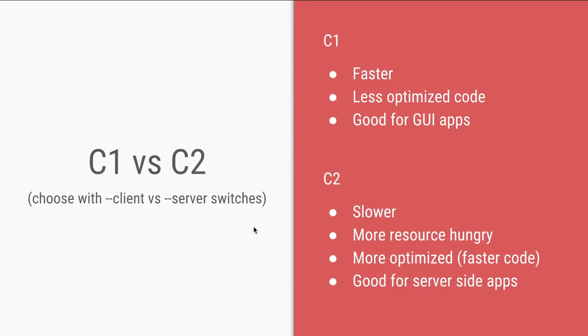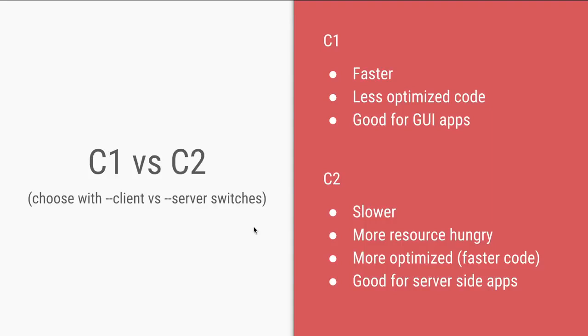Do we want the client compiler, which is the C1, or do we want the server compiler, which is the C2? C1, as we spoke about, doesn't consume too many resources. It is faster to compile, but it does less optimizations. And the C2 compiler is the opposite. It is slower, it is more resource hungry, but it will do heavier optimizations and it will create faster code.